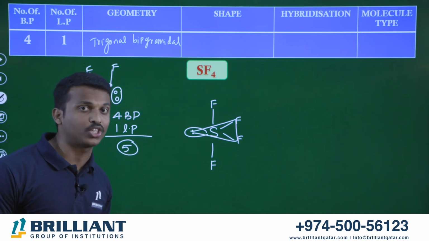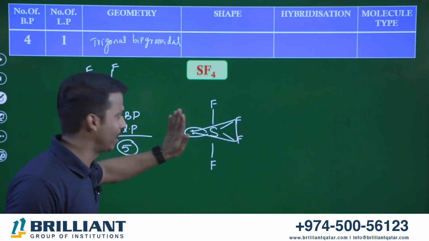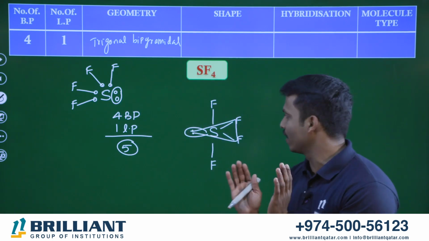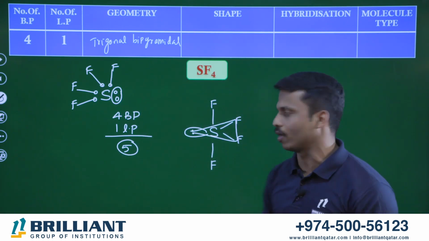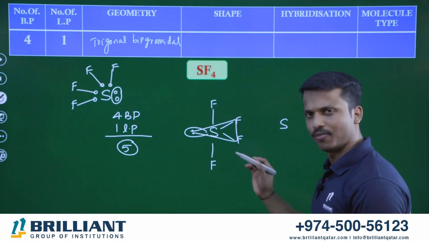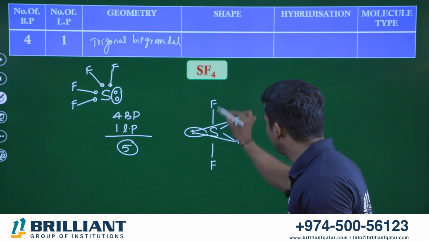What is the shape of the molecule? If you want to know the shape of the molecule, please hide your lone pair. What is the shape? In order to understand the structure clearly, I'm just drawing the structure in another way, okay? I'm taking the sulfur, alright, sulfur is there, and here 1, 2, 3, 4, these 4 bonds.